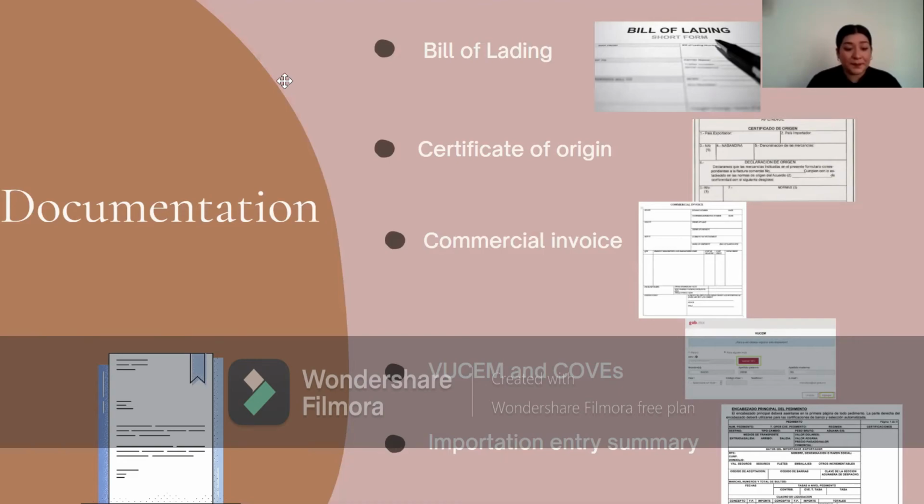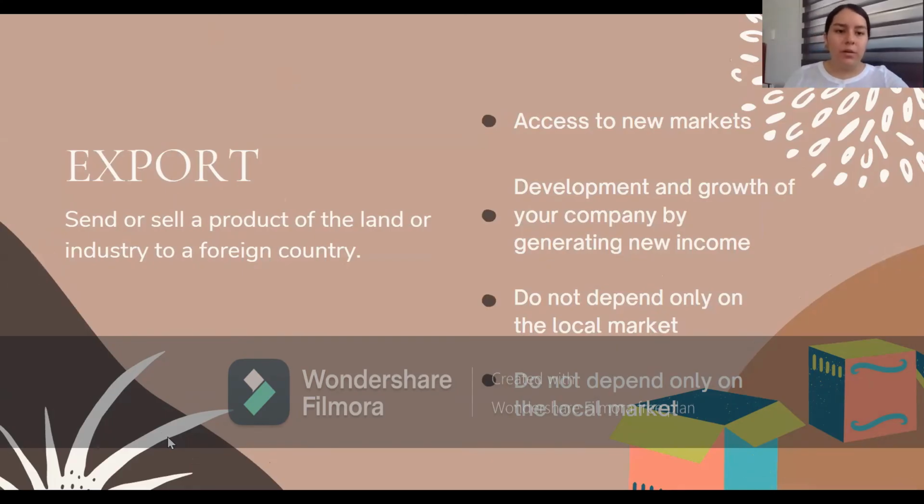Next slide, please. Okay, now I'm going to talk about the case of exportation. I'm going to start by defining what export is, and also giving some points about the benefits that exporting to another country could give to a company. First of all, export refers to the activity of sending or selling a product in a foreign land. And this gives the benefit of getting access to new markets, because it will be something different from the country where it is already established.